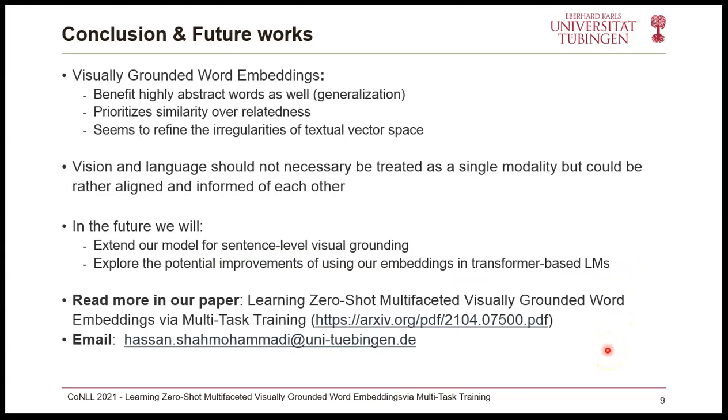In conclusion, we can say that visual grounding benefits highly abstract words as well, and it seems to prioritize similarity over relatedness, even though it also boosts the performance of relatedness. And with the antonym problem and typos examples, we saw that it seems to refine the irregularities of the textual vector space. Overall, it seems like a promising idea not to mix these two modalities together, but have them inform and align with each other. In the future, we would like to extend our work to sentence-level visual grounding and explore the potential benefit of using our embeddings in transformer-based language models.